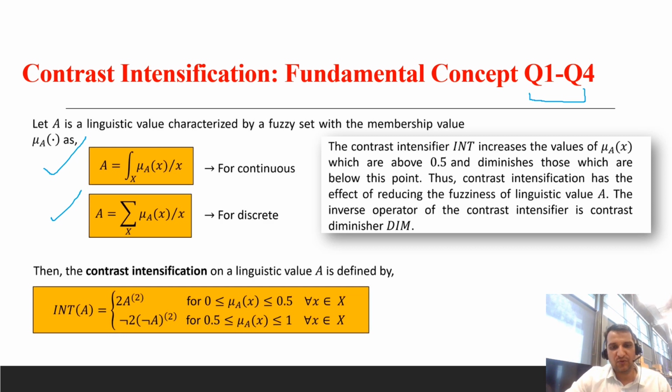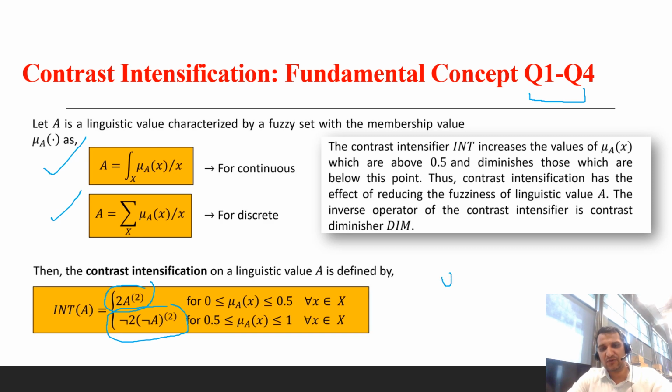Now in this case, the value of membership is very important, right? When the value lies between 0 and 0.5, then we have to consider this particular formula. But when the value lies between 0.5 and 1, we have to consider this one. One important thing is that when the value lies between 0.5 and 1, the contrast intensification value will be increased, and when it lies between 0 and 0.5, it will be decreased.